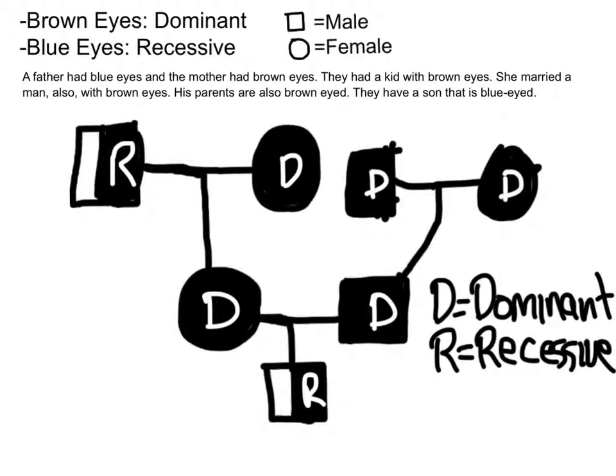Pedigree chart example. Brown eyes are dominant and blue eyes are recessive. The squares represent males and the circles represent females. A father had blue eyes and the mother had brown eyes. They had a kid with brown eyes, and she married a man also with brown eyes. His parents are also brown-eyed, but they have a son that is blue-eyed.